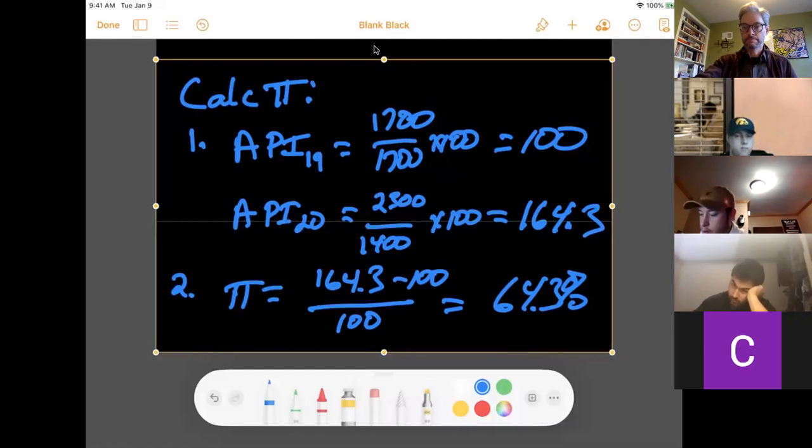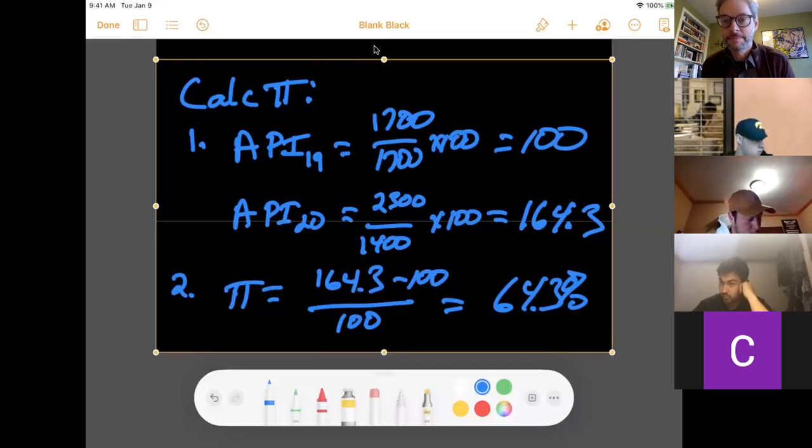Do you want us only rounding up to the first decimal point, or does it depend on the situation? I mean, I'm not super picky, to be honest with you. Don't round too much, right? You should probably go to at least a tenth, but I'm more interested that you do it right. And if you round a little bit too much, I'm not gonna go nuts.